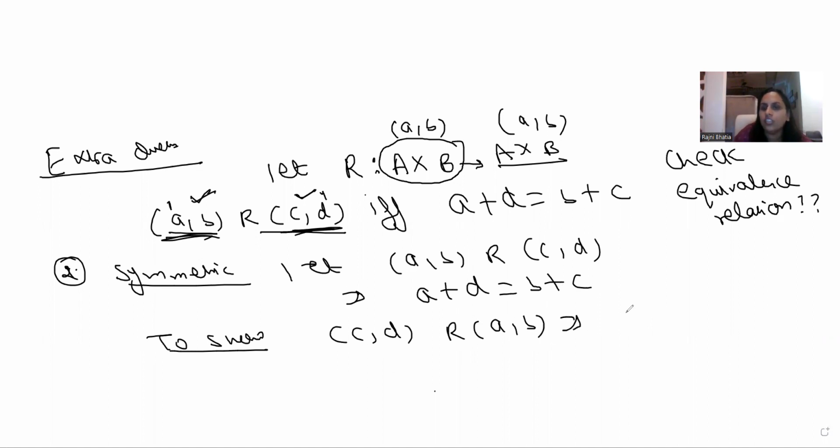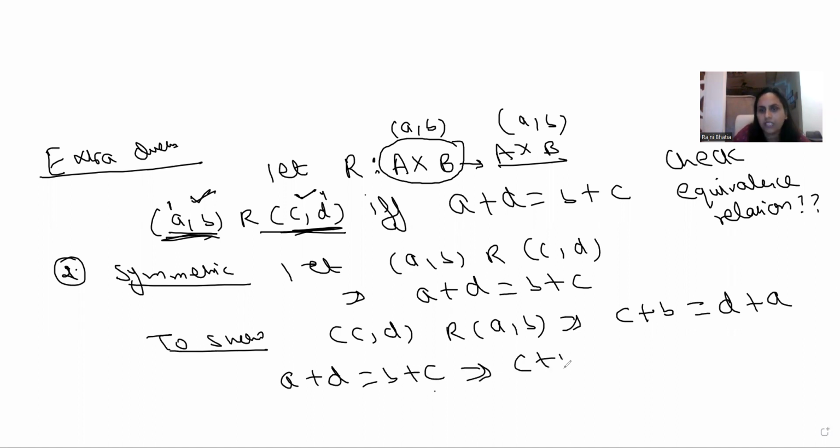That is, we need to show that the sum of the first and the last term, which is C plus B, is equal to the sum of the middle two terms, which is D plus A, which is by default true. If A plus D is B plus C, then C plus B is D plus A, which is by default true. So we will write that A plus D is equal to B plus C. This implies C plus B is equal to D plus A. Therefore, our relation R is symmetric.